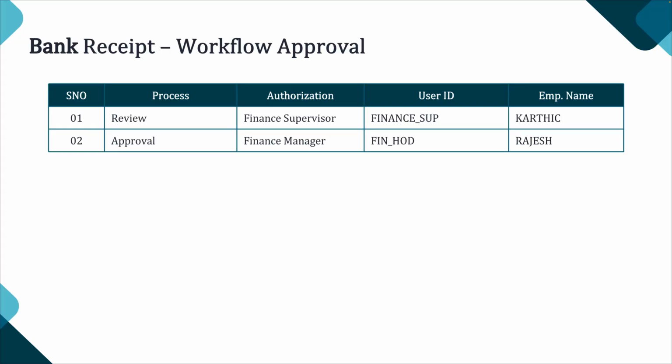This slide shows the bank receipt workflow approval process, which consists of two levels, reviewing and approving. First, after the entries are made by the creator, the document will be forwarded to the supervisor in order to review the document. Once the supervisor reviews it, the document will be forwarded to the manager who has the authority to approve it. The manager will then review and approve the document. This is how the workflow functions.